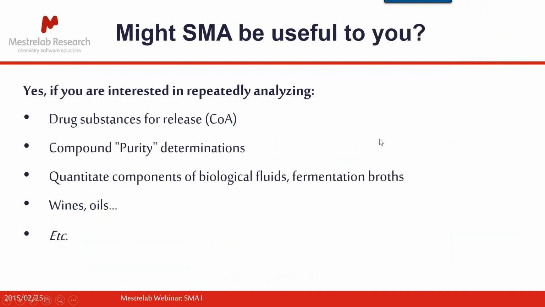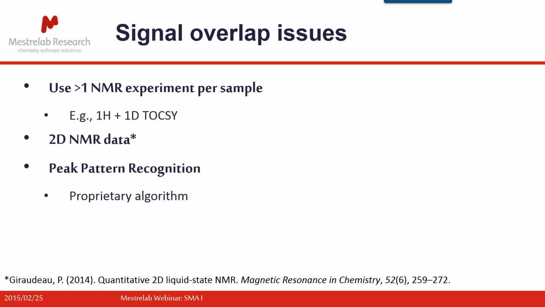Okay, so might SMA be useful to you? Well, yes, I hope so. If you're interested in repeatedly analyzing things like drug substances for release, compound purity determinations, or if you want to quantitate components of biological fluids, fermentation broths, analysis of components of wines, oils, and so forth, the list is endless, as I say. I've just put a few down here because they relate a little bit to the examples I'm going to show you.